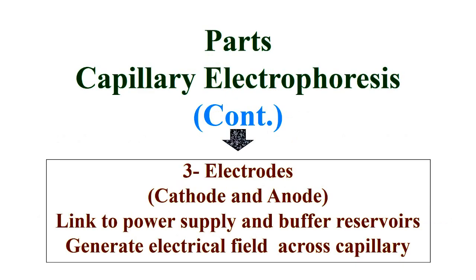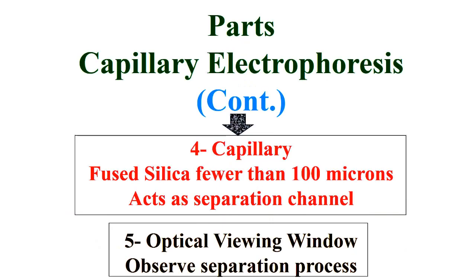And electrodes, which are the cathode and anode, linked to the power supply and buffer reservoirs to generate the electrical field across the capillary. And the capillary, which is fused silica of fewer than 100 microns, acts as a separation channel and optical viewing window to observe the separation process.